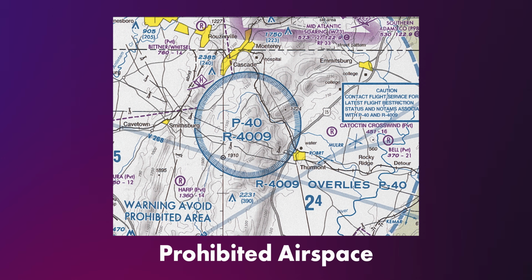Prohibited areas are exactly what they sound like. Airspace where no flight is permitted under any circumstances. These exist over locations of national security concern. The White House, Camp David, certain government and military installations.